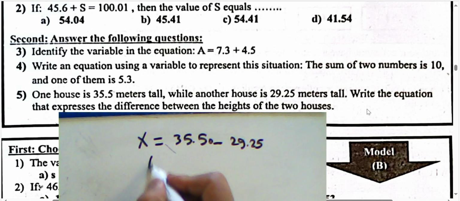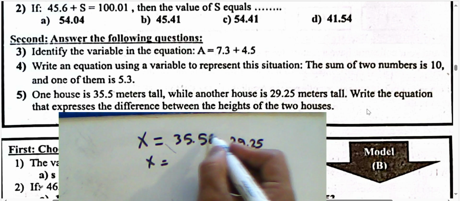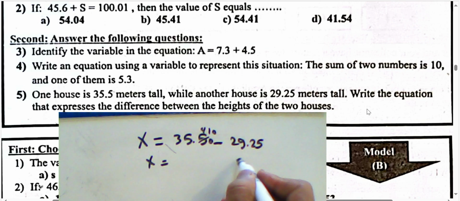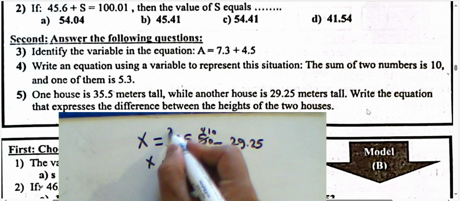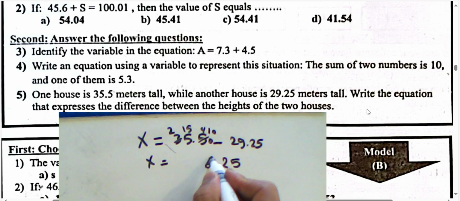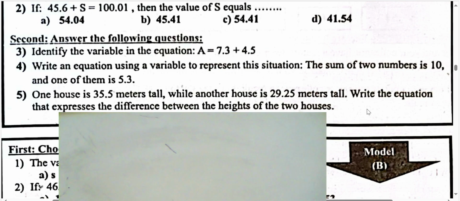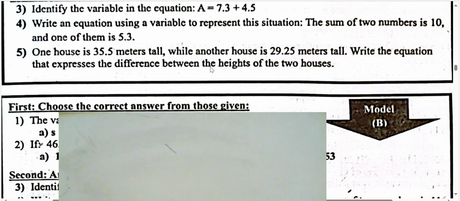We must put 0 here to find the difference. 0 minus 5 we can't do. Put 1, it will be 10. 10 minus 5 equal 5. 4 minus 2 equal 2. Put 1, it will be 15 minus 9 equal 6. The answer here is 6 and 25 hundredths meters. It's the difference between them.